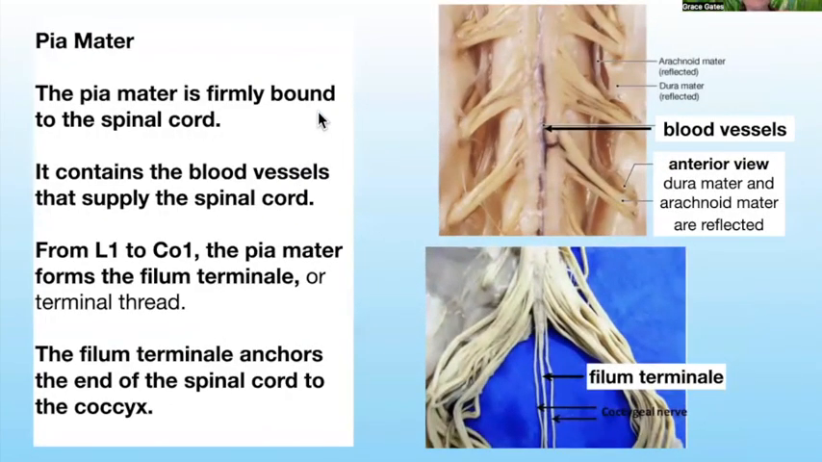The pia mater is firmly bound to the spinal cord. It contains the blood vessels that supply the spinal cord. From L1 to coccygeal 1, the pia mater forms the filum terminale, or the terminal thread. The filum terminale anchors the end of the spinal cord to the coccyx. So you can look at the picture there.